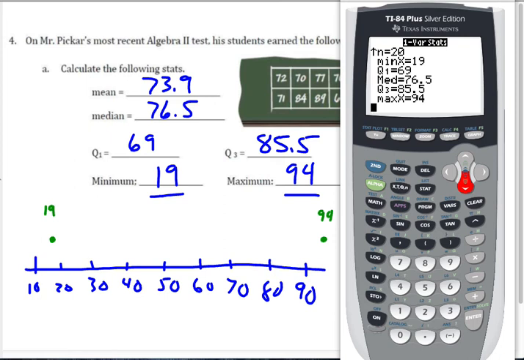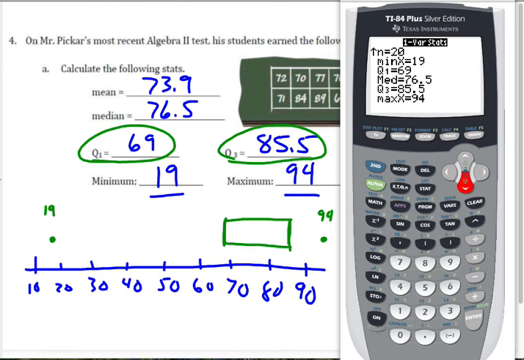Your box is represented by your first quartile and your third quartile. 69 is right about here. You're going to put a line going up and down there. 85.5 is roughly right about there. So this first line is my Q1. I'll put 69 above it so I know what I'm talking about. You can label it if you want. 85.5. Your median, 76.5, I would say is roughly right here. And these whiskers, you just connect them to your boxes.